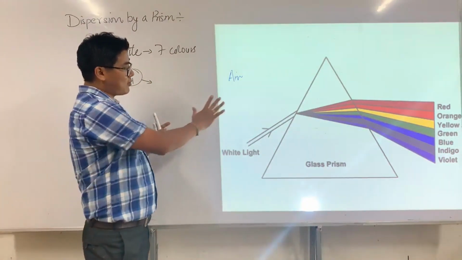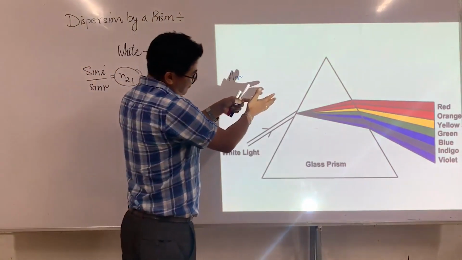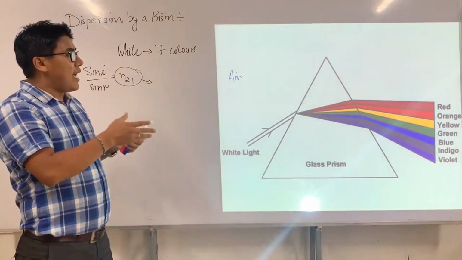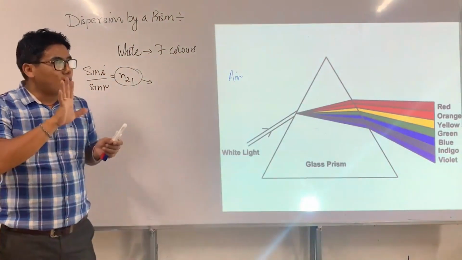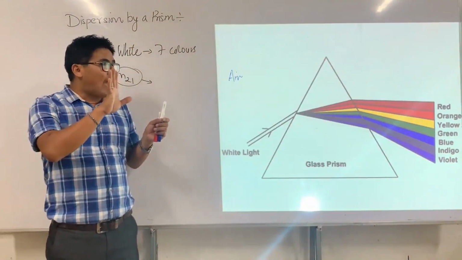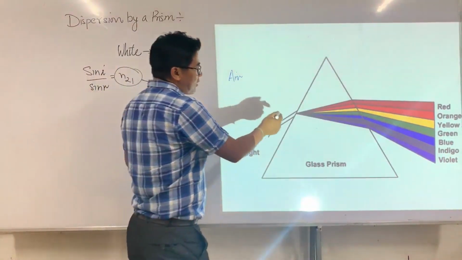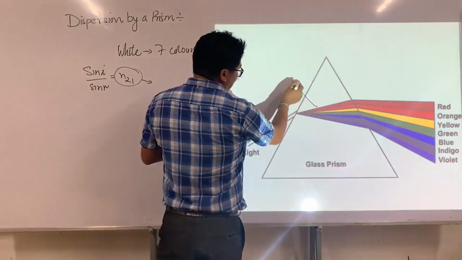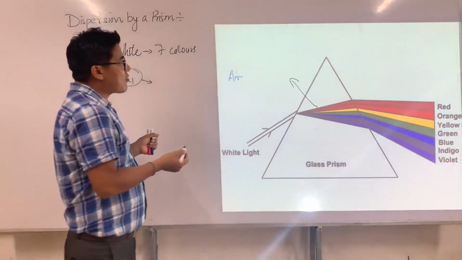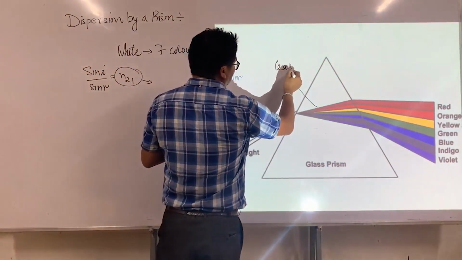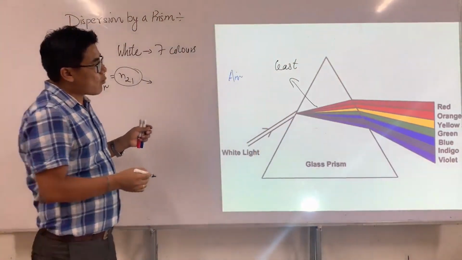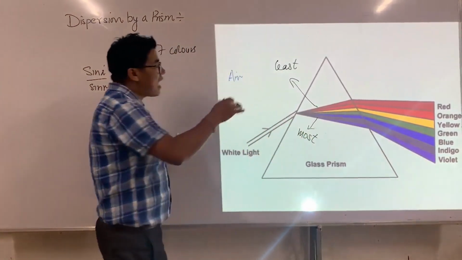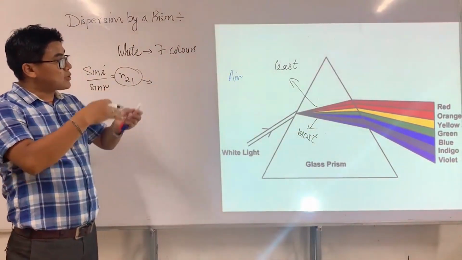So now I'll come to this. When white light falls on one side of a prism, it undergoes refraction. All the 7 colors, all the light of different colors, undergo refraction at different angles. Look here, this is red, which undergoes the least bending, and this is violet, which undergoes the most. All other colors lie between these two colors.